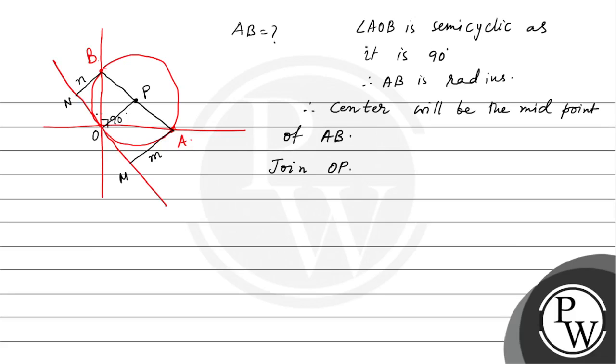Now OP is radius and MN is tangent at O. Hence they will be perpendicular. Hence OP will be perpendicular to MN. Right? Okay. Next, what do we do?